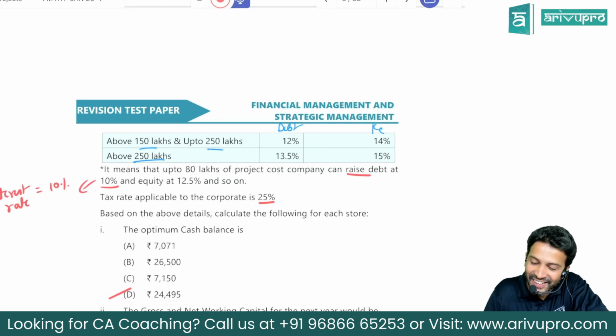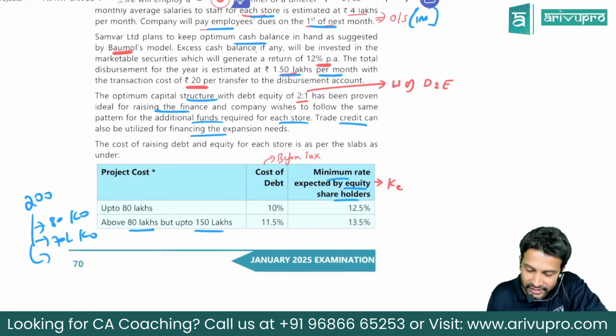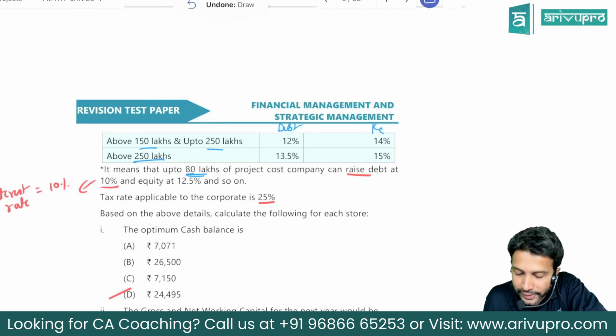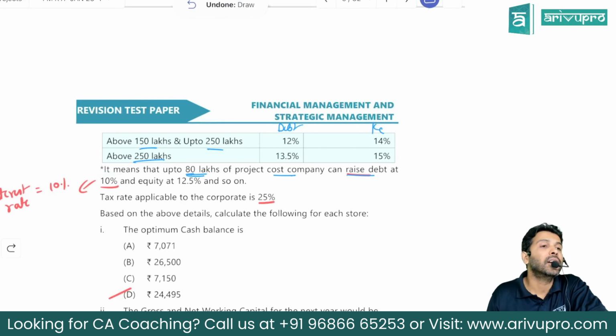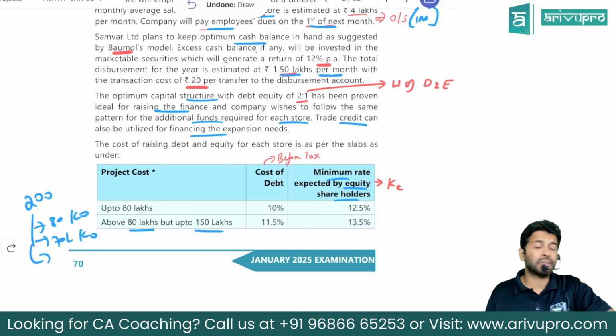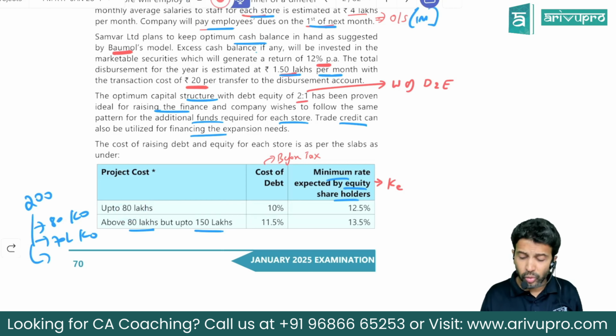Just check. It means up to 80 lakh. They have given an asterisk mark somewhere over here. Okay, this asterisk mark they're explaining. It means up to 80 lakh of project cost, the company can raise debt at 10%. Meaning if they need 80 lakh funding, the company can raise it by giving how much? 10%. Sir, for calculating KO, we need the cost of debt, we need the interest rate.